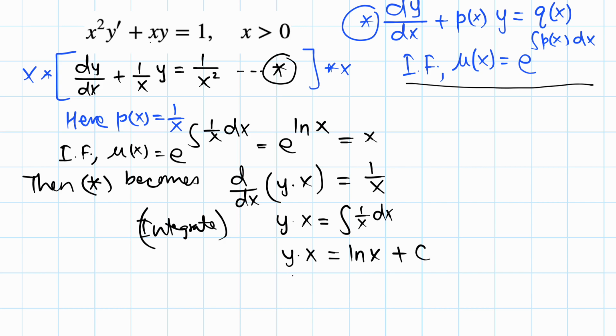And the final step is to isolate y. For that, we divide both sides by the integrating factor. So y equals divided by that. So natural log of x over x plus c over x. Okay, do not cancel this x. This is the argument of the natural log of x. This x is a factor. Okay, final.